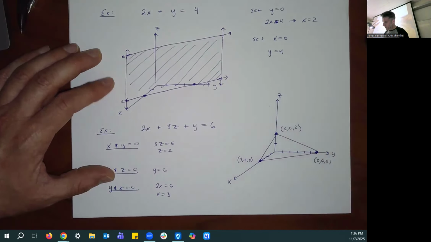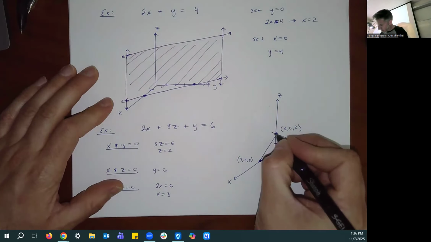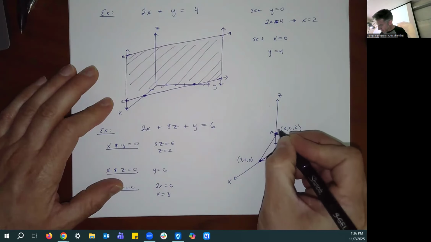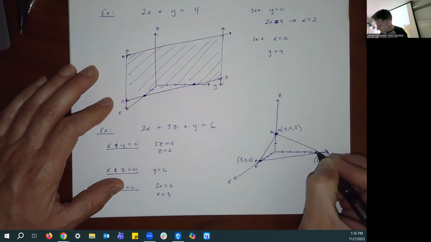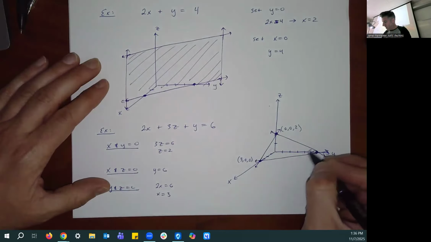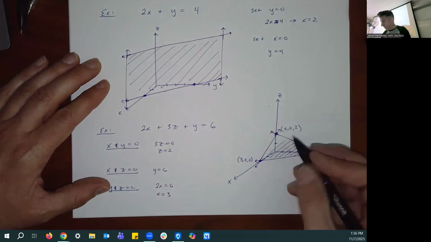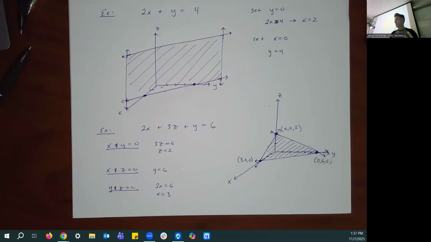Now, that's only part of your plane. It continues on in the directions that it goes in. So technically it's continuing that way, and that way, and that way. But really, once you have a triangle's worth of stuff, the triangle defines a plane. So drawing just the triangular portion here is sufficient to be like, yeah, there's my plane. We're good.